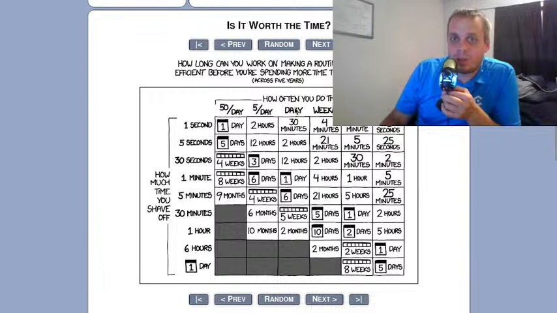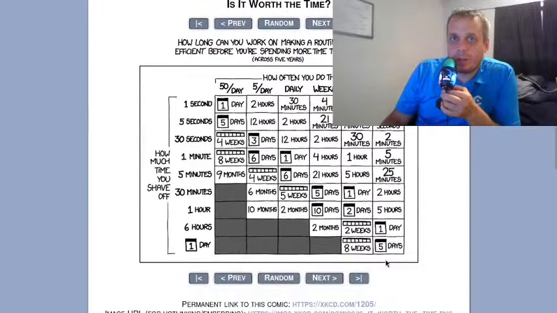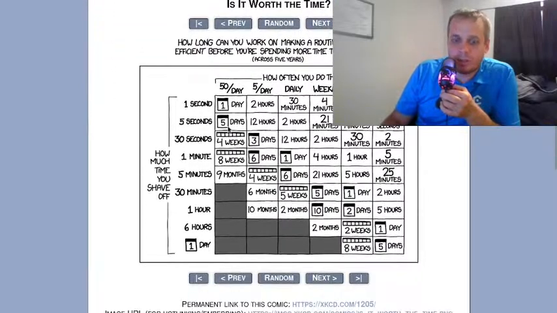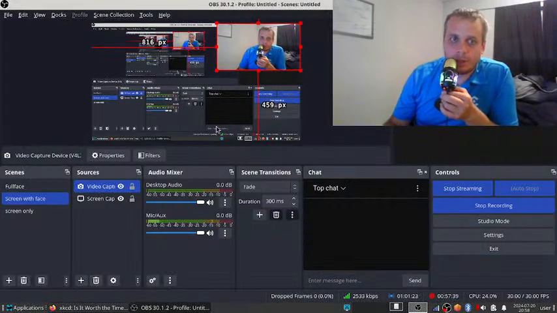a day. So let's say you do a task once a day and you're able to save 30 seconds on that task. It's worth your time to spend 12 hours to reduce that task by 30 seconds. So this is what we mean by the marginal efficiency of capital. It's just this comic here. It's just that chart. It's just like we can save labor time.